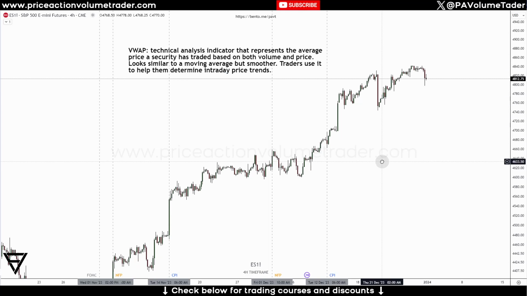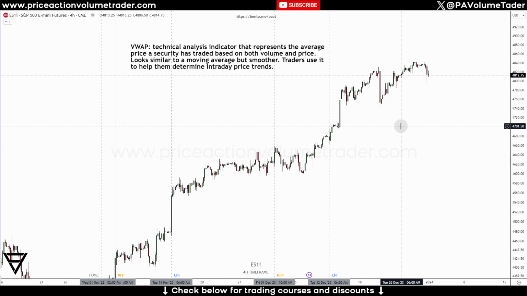Since big institutions have massive orders to fill, usually what they will do is slowly deploy those orders in order to not move the market against them and get a bad fill or slippage. And they use the VWAP as a guide of where to continue to add into their positions. Okay, so that's a quick introduction to VWAP.